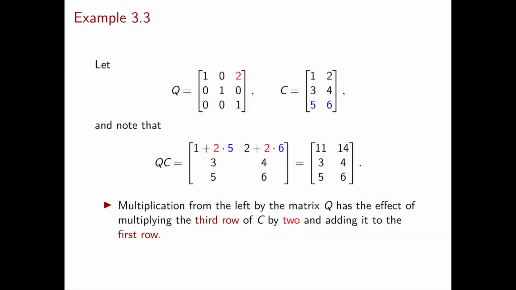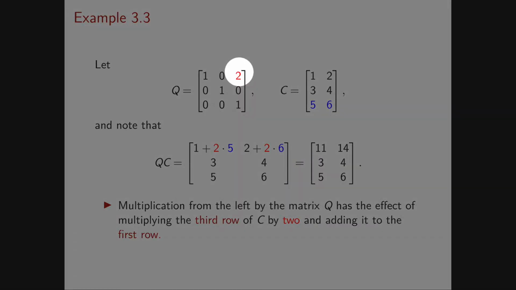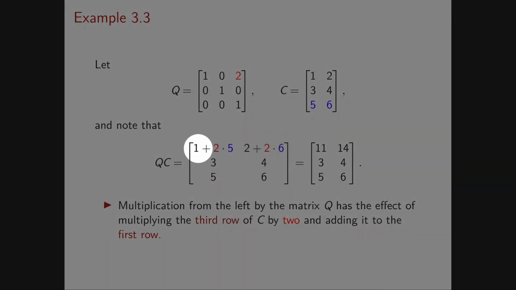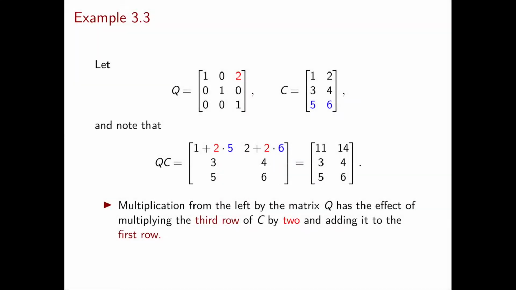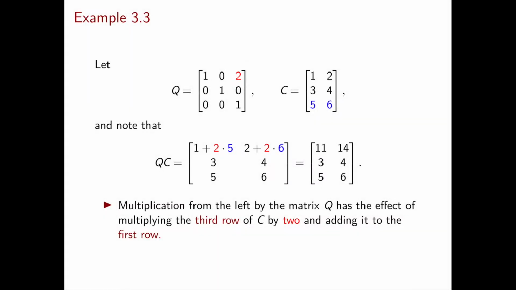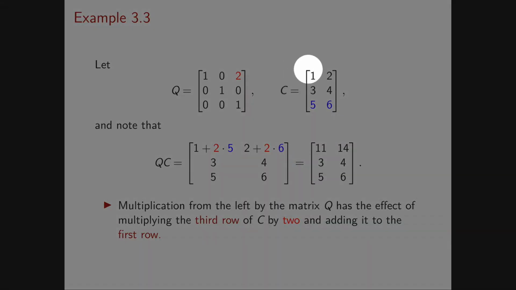In our matrix Q, the number 2 here is in the first row and third column, and this implies that we modified the first row of C using the third row of C. So while the value of this entry tells you the factor in this addition, the position of this entry 2 tells you which row of C will be modified, in this case the first, and using which other row, in this case the third.